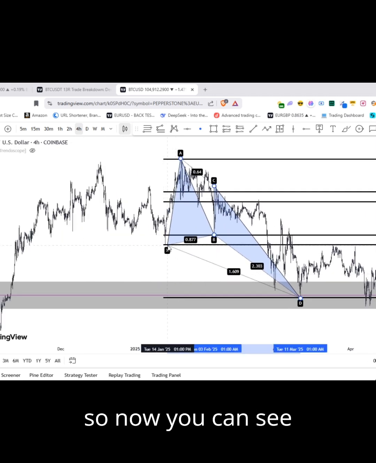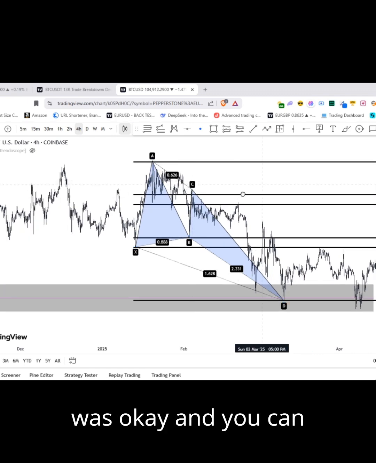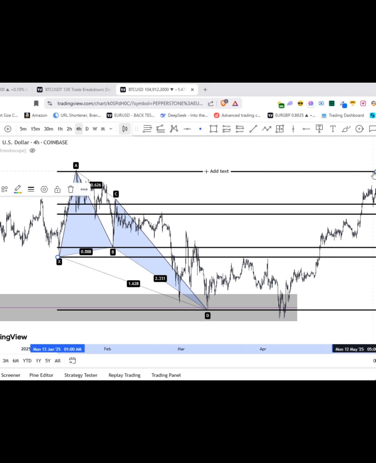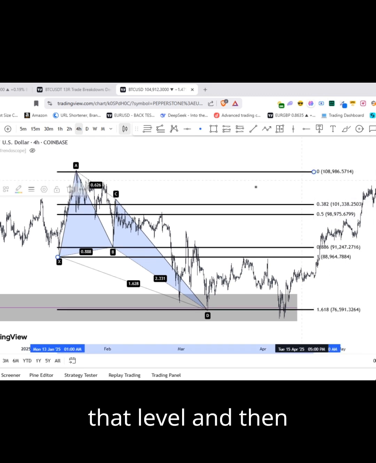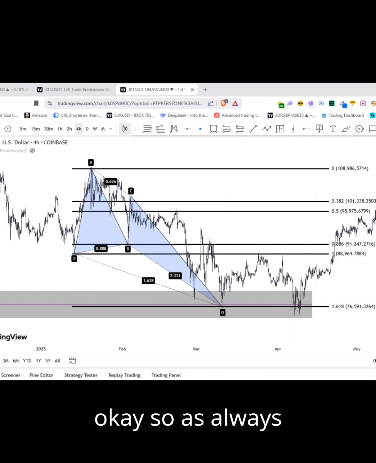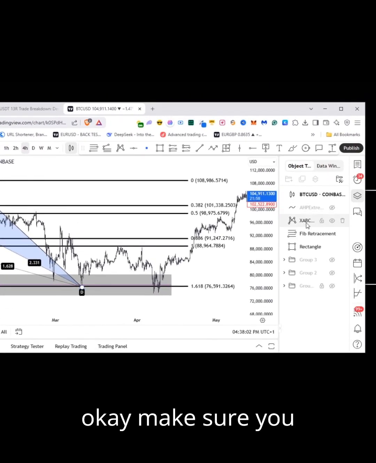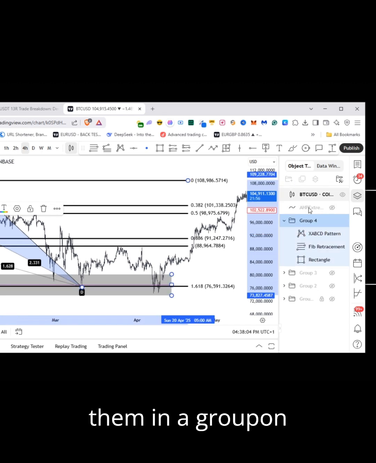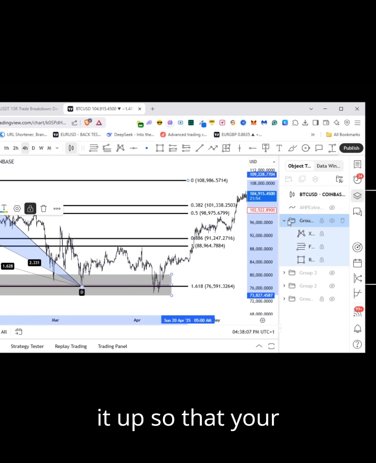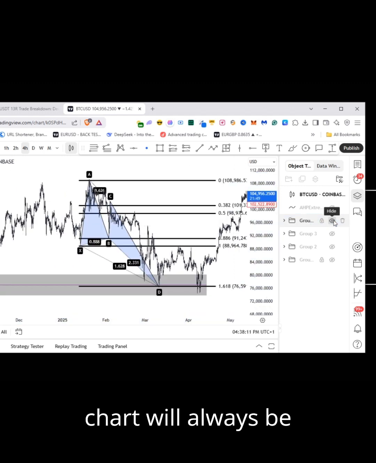So now you can see how that retracement was. You can see how we aggressively rejected that level and then pushed all the way up, and then price came back into this level. As always, it's good to group your setup. Make sure you group your setup, put them in a group on TradingView and lock it up so that your chart can always be clean and neat. Always keep it clean and neat.